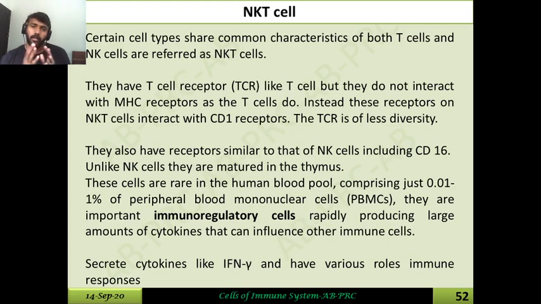Then the way they interact with the target without a specific receptor is by two mechanisms. One is by screening for class 1 MHC. If there is any reduction in class 1 MHC, that particular cell will be targeted. The second mechanism is ADCC, antibody dependent cell mediated cytotoxicity, and by that also the cell will be targeted. And finally, we have seen a sub variant of this NK cell called NK T cell, which shows properties of both NK cells and T cells. So that's about NK cells.